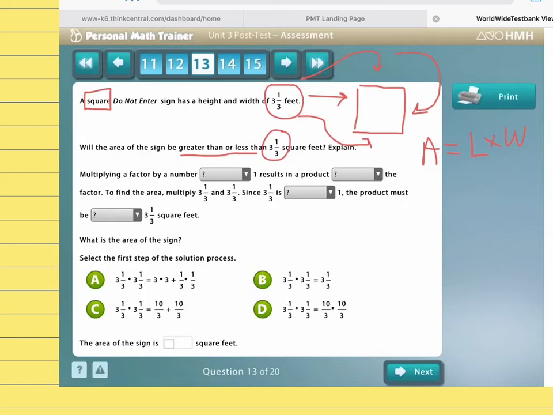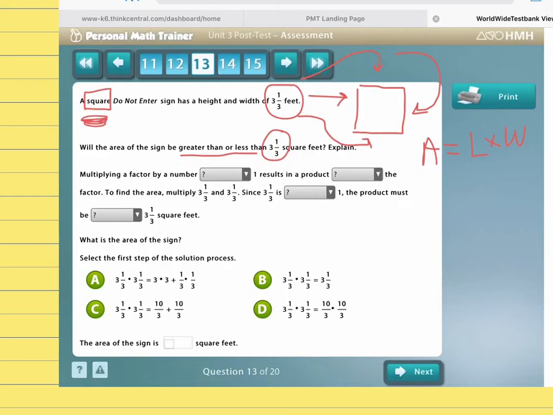A square do-not-enter sign has a height and width of 3 1/3. This is key right here: a square. A square is the same on both, all four sides are the same. So it's 3 1/3 by 3 1/3. So will the area of the sign be greater or less than 3 1/3?